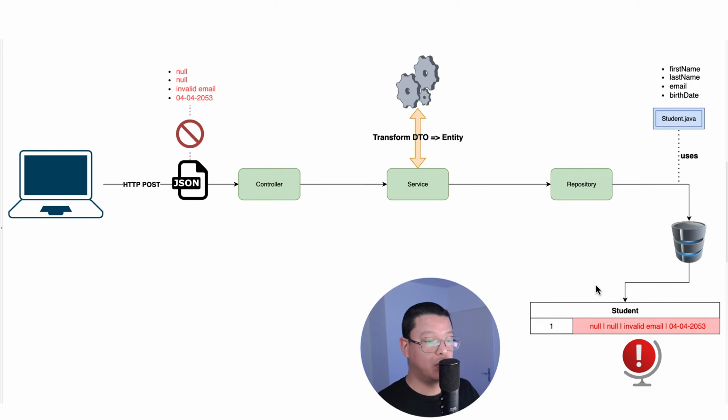So we will have a row or a line in our database that looks like this. We have an ID, but for first name we have null, last name equals null, email with an invalid email, and a birth date in the future.